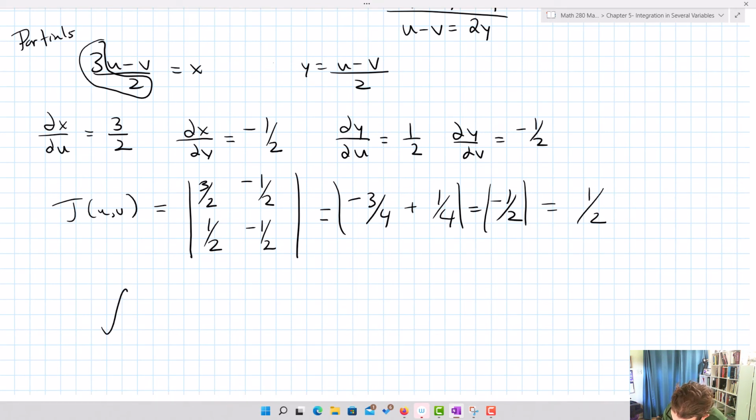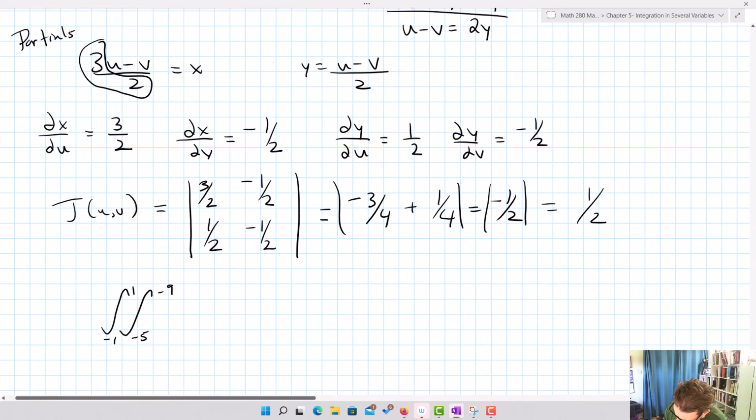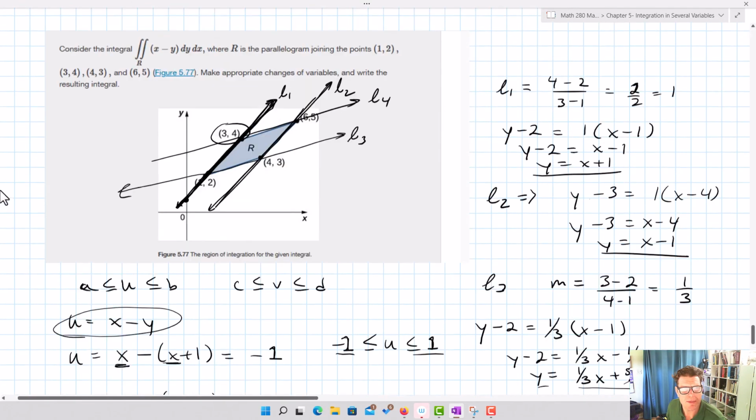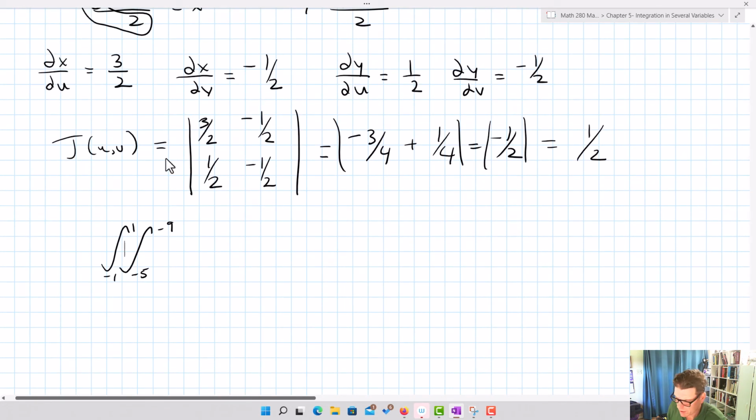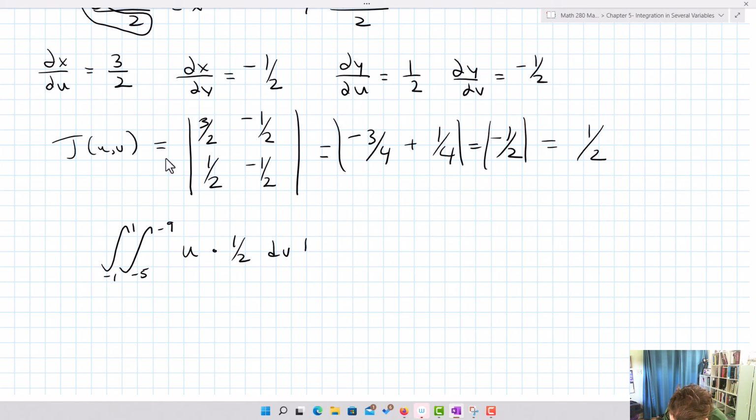So my integral goes from negative 5 to negative 9, and negative 1 to 1. Those are my bounds. And remember, u equals x minus y was our integrand. So that's u times 1/2, my Jacobian, and then dv du. So it's going to end up being the integral from negative 1 to 1, negative 5 to negative 9, of 1/2 u dv du.